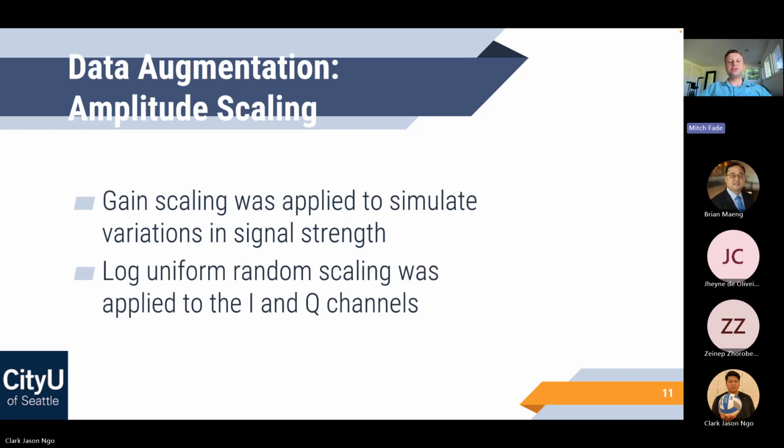So for the amplitude scaling, gain scaling was applied to simulate variations in signal strength, and then log uniform random scaling was applied to the I and Q channels. This was to resemble real-world conditions that the signals would often experience. Next slide.